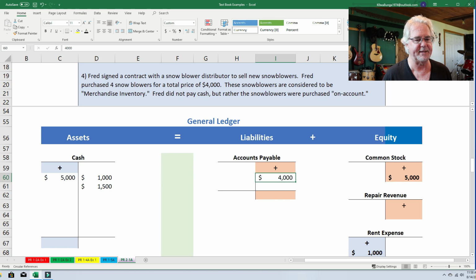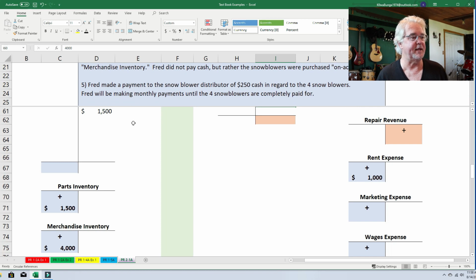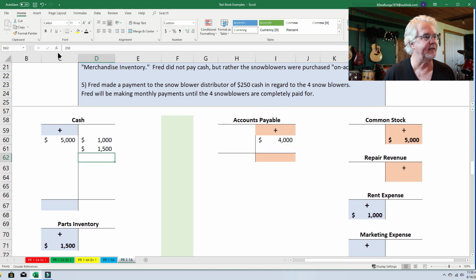So I've got $4,000 on the right here, $4,000 on the left. Lefties equal righties. And you know, everything on the left-hand side still equals everything on the right-hand side. So we are good. Number 5, Fred made a payment to the snowblower distributor of $250 cash in regard to the 4 snowblowers. Fred will be making monthly payments until the 4 snowblowers are completely paid for. So Fred is spending money. He is spending $250. And what's going on here? Well, he's paying down the account. Now check this out. I've got a number on my right of cash here, a number on my right. I need something on the left.